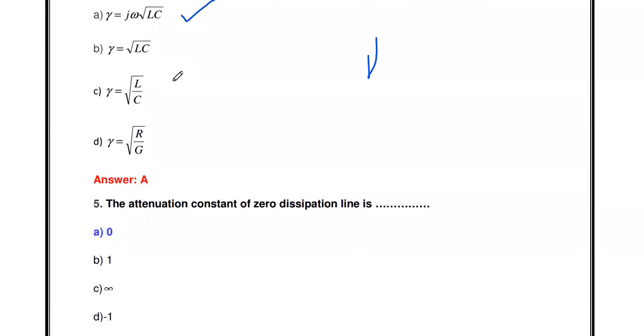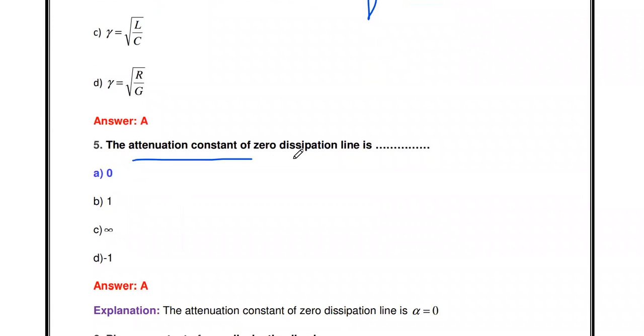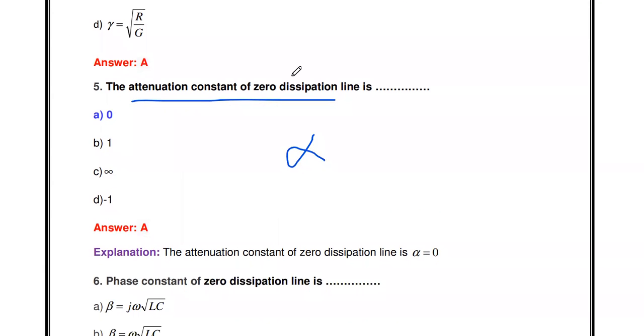The next one: the attenuation constant of zero dissipation line is dash. The attenuation constant alpha of zero dissipation line is 0. You know, zero dissipation line means the line has no dissipation, no power loss. So the attenuation constant alpha equal to 0.